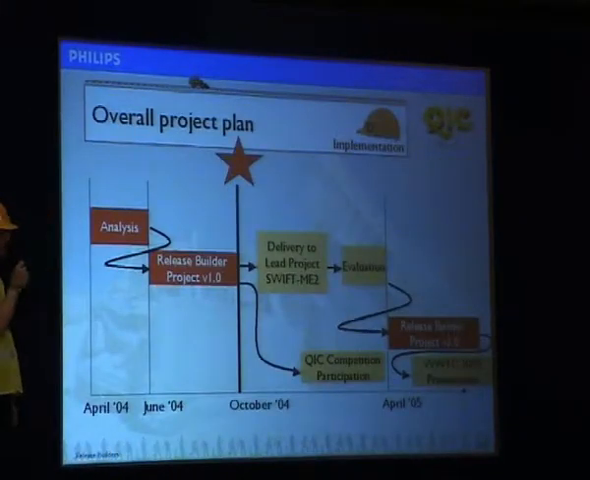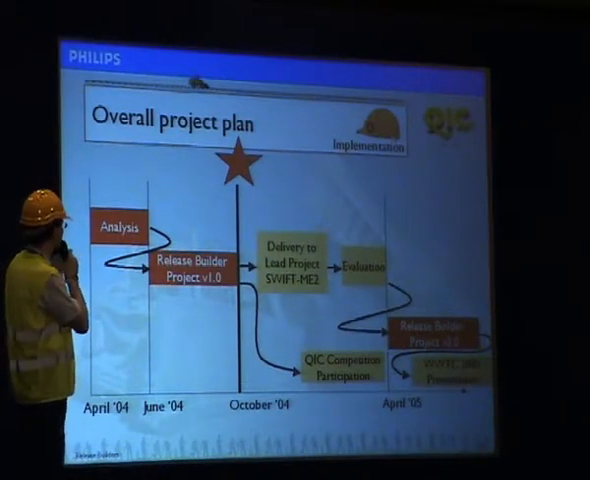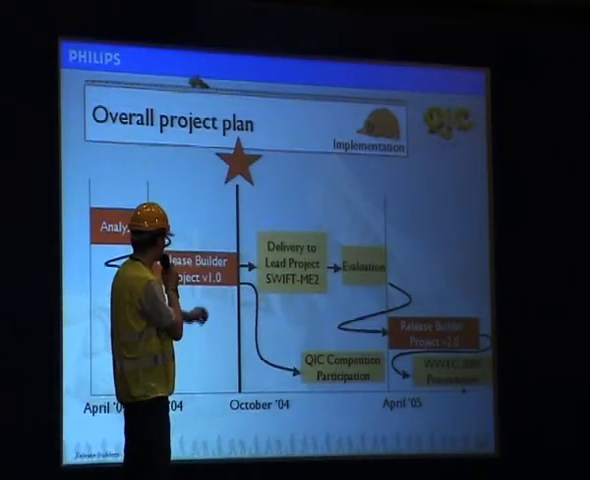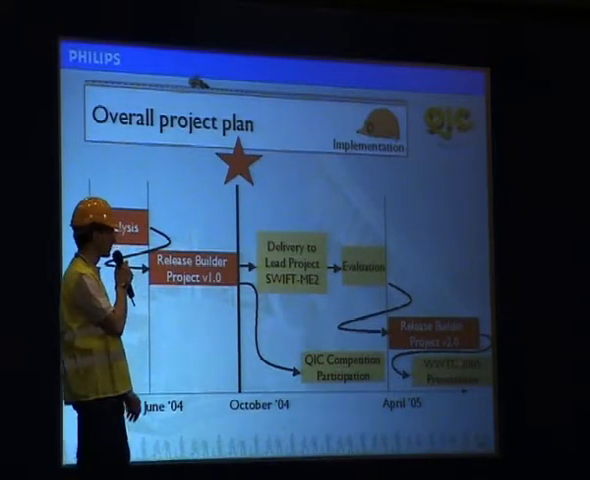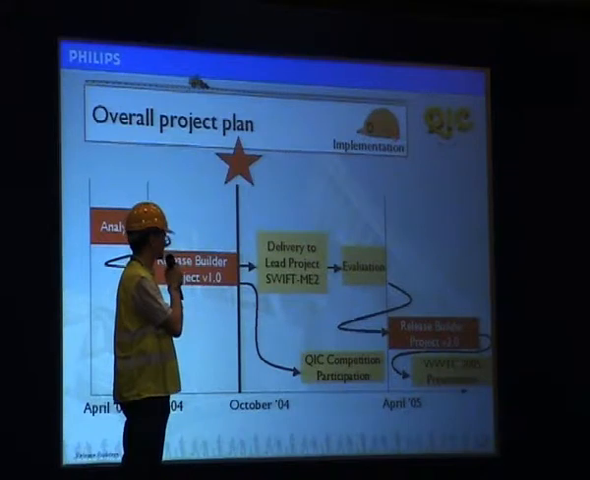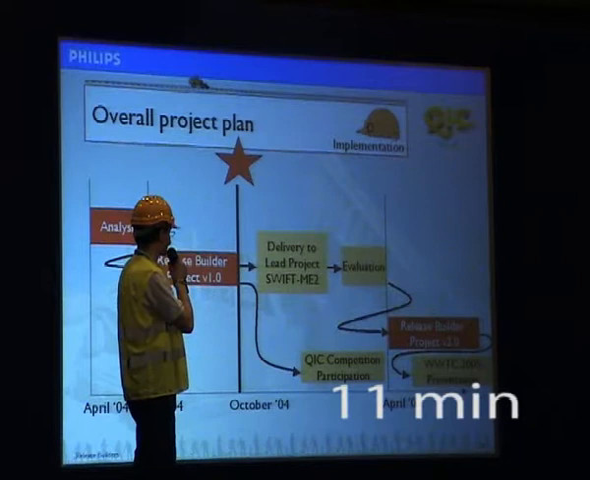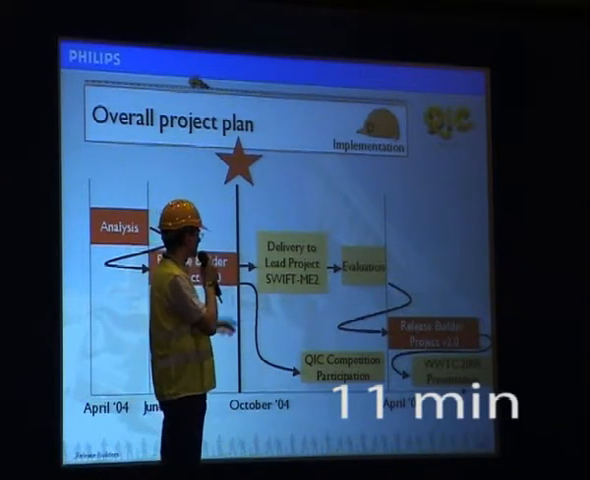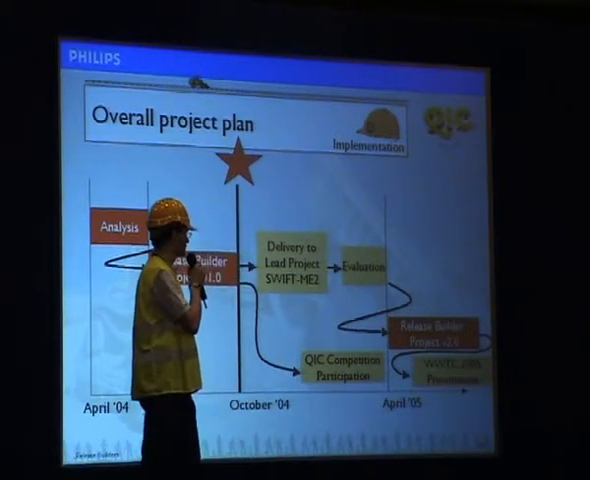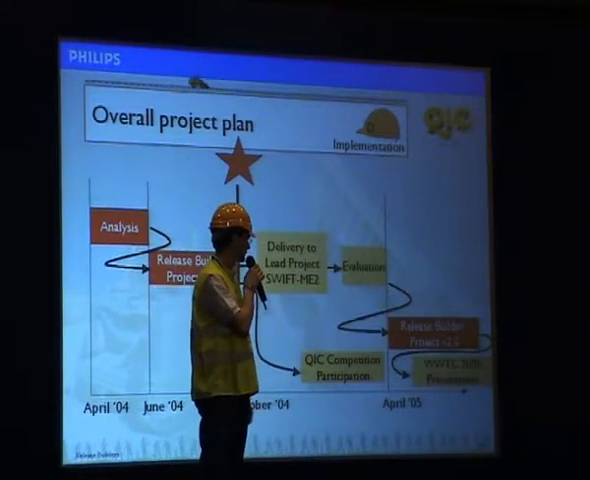So now let's go over from the analysis phase to the implementation phase. In the project implementation plan, you see that we had planned to have the release builder, the first version, available by October 2004 for the lead project Swift ME2. Then we did an evaluation on that tool, and the outcome will then go into the next version of the release builder tool, and we also plan to do a presentation at the next WWDC conference.